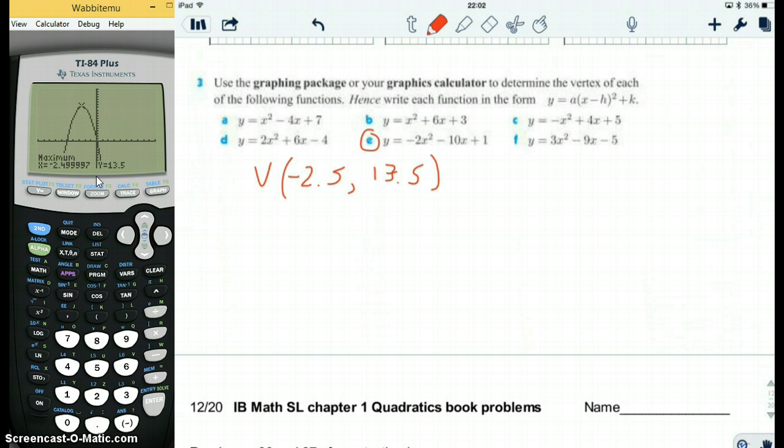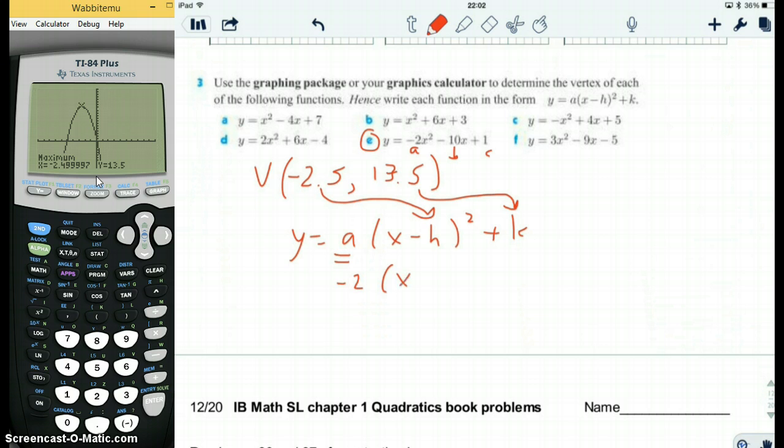And now I'm going to write it in this form because I have almost everything I need. I put negative 2.5 there. I put 13.5 there. And then the only thing I'm missing is the a. But the a is already here, right? That's already the a. So I just copy the a down. Negative 2, x minus a negative 2.5. So I'll put x plus 2.5 squared plus 13.5. Y equals. Okay, and that's it.